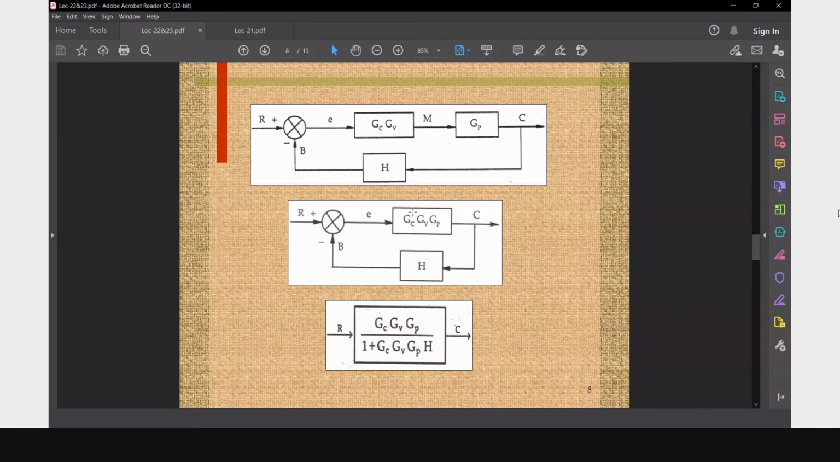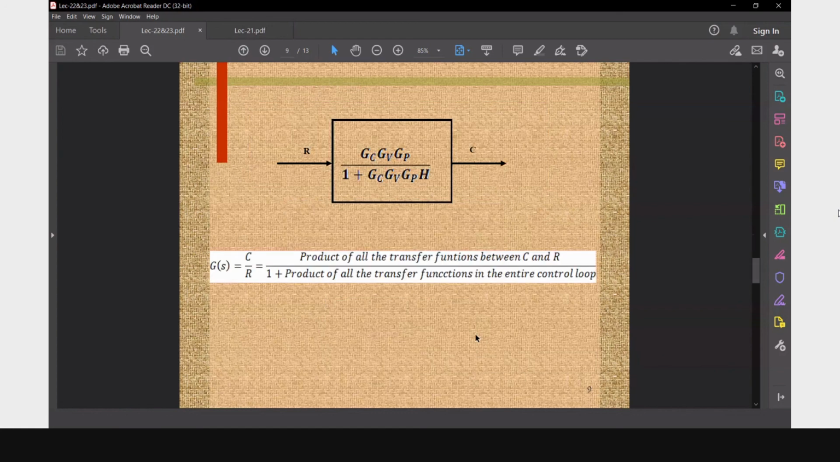ठीक है, ये GCGV GP सीरीज में आ गए हैं, मल्टीप्लिकेशन में H पैरेलल में है, and overall you will get GCGV GP by 1 plus GCGV GPH. अब ये फॉर्मेट क्या है, if you would like to develop C by R, then you can directly use this formula: product of all the transfer functions between C and R divided by 1 plus product of all the transfer functions in the entire control loop.